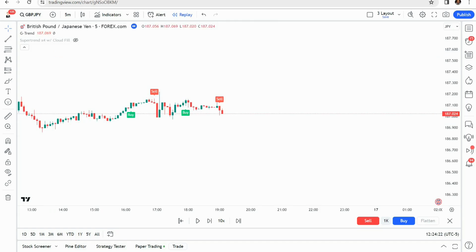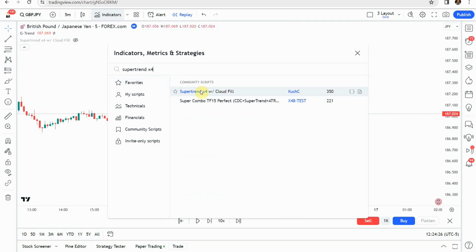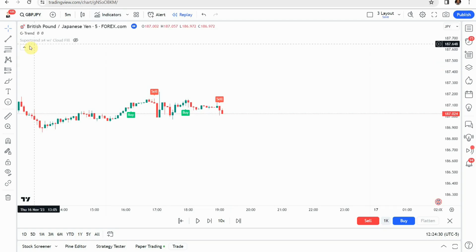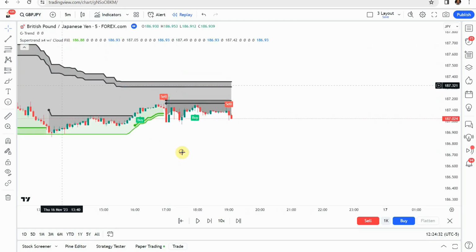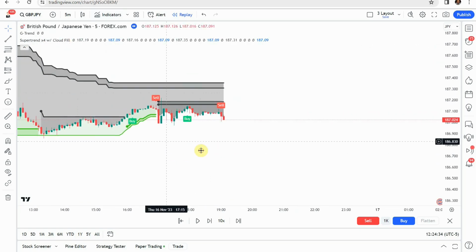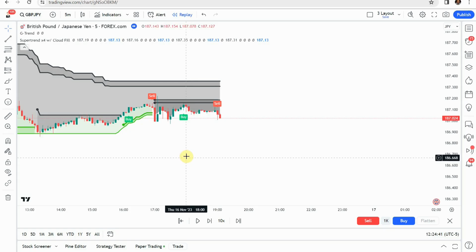And so the next indicator you'll want to add to the screen is going to be the super trend Forex with cloud fill, this one right here by Kush. You'll add that to the screen and it will look like this right here. You can go in and change the visual aspects of this if you see fit. I'm going to leave mine all on default and the input stay on default.